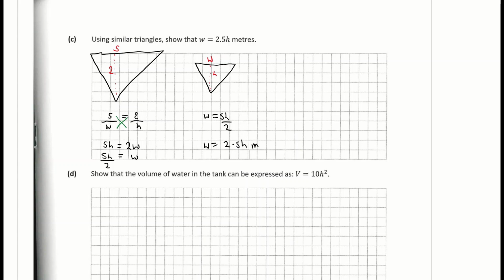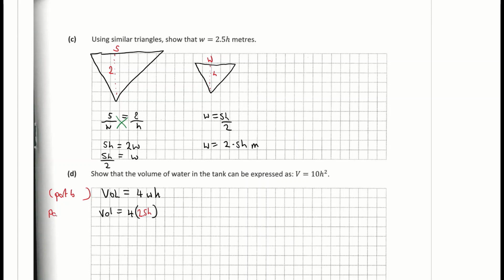Part D, show that the volume of water in the tank can be expressed as volume equals 10 times the height squared. So again, we're using our information from part B first of all. So let's write down our volume here. The volume as we know it so far is 4 multiplied by the width multiplied by the height. So that's taken from part B. And I can expand on that. So I'm going to change my volume now. And that's equal to 4 multiplied by, well, I can change W to 2.5h. So I'm just substituting 2.5h in for W.